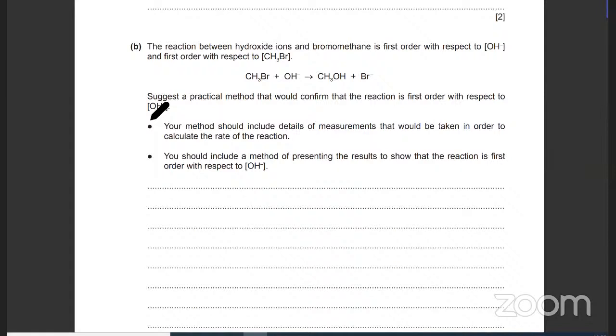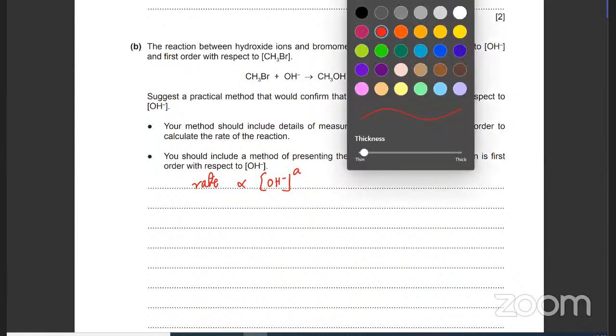So basically, you're trying to investigate the rate with respect to OH ions, and you want to figure out what the order is. They've already told you it is first order. That is what you're looking for. Your method should include details of the measurements that would be taken in order to calculate the rate of the reaction. As a first thing, I'm going to keep all the other variables constant.